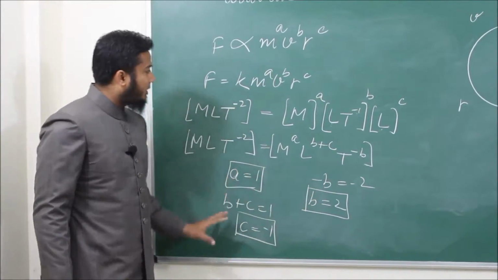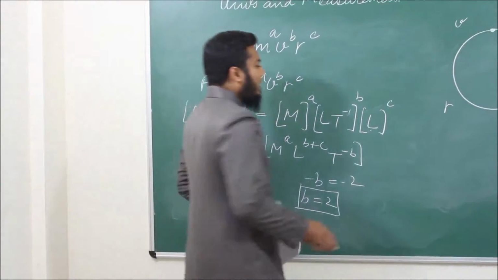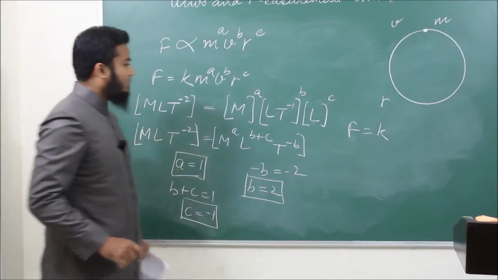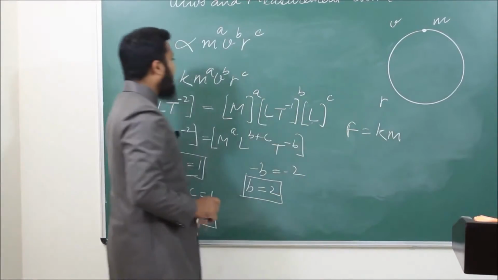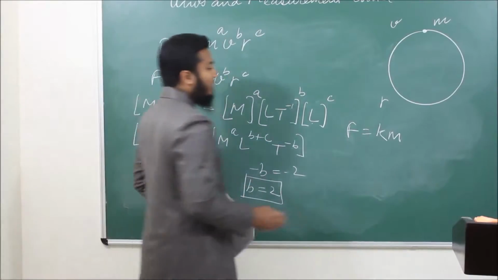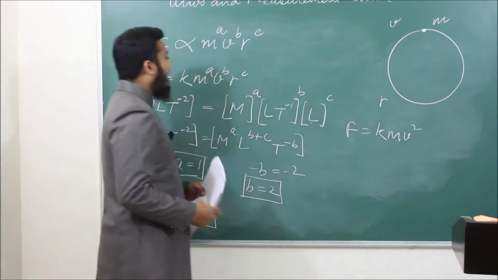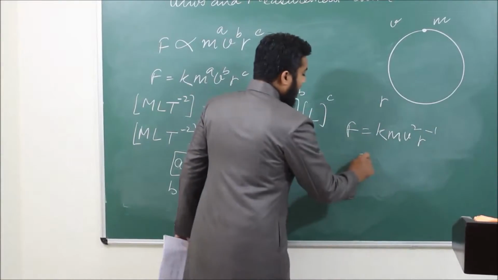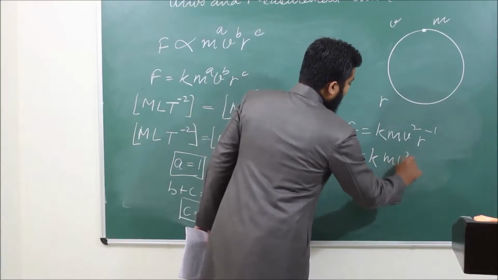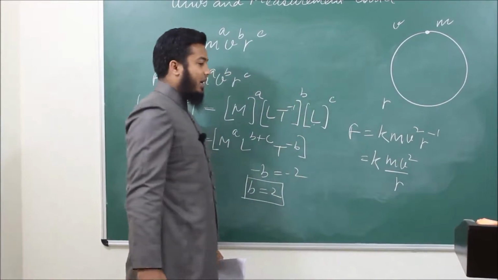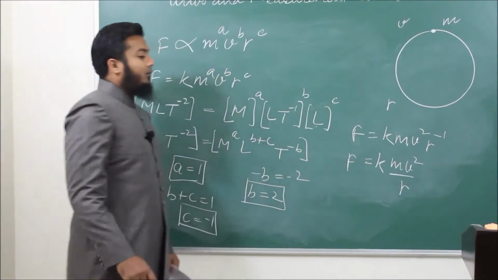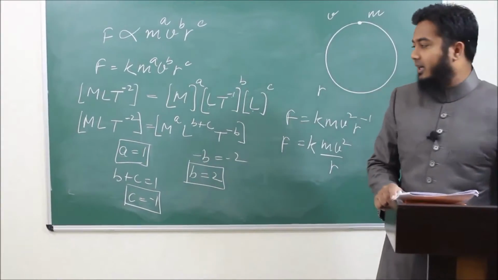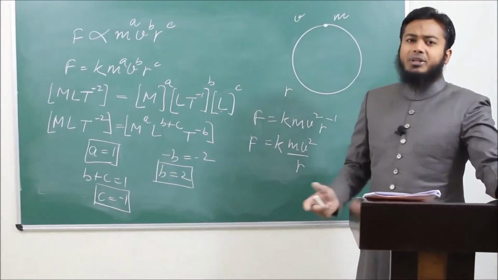Now let's put these values in this expression. So the force formula will now look like K M raised to the power A is 1, so just M, and V raised to the power B is 2, so V squared, and R raised to the power C is minus 1, so R raised to the power minus 1, or I can write the same formula as M V square divided by R. So finally we have got the formula for force. This is the formula for force acting on a particle that is moving on a circle. We call this force centripetal force.